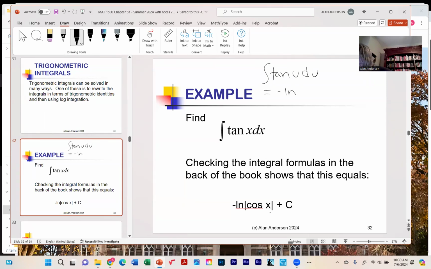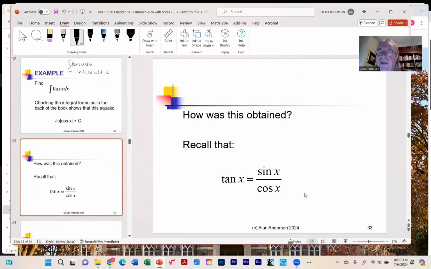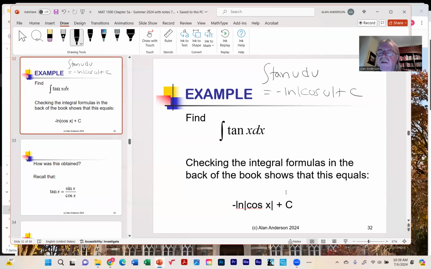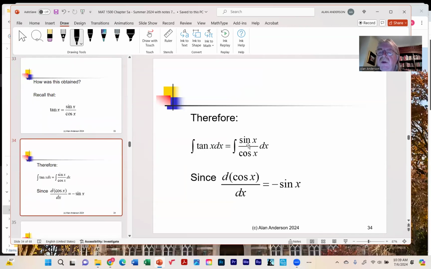But remember, u is just some function of x. If it's just x, then you can replace the u with x. So it's tangent x is equal to this. So now we can show why. Because the tangent, as we know, is the sine over the cosine. So we can rewrite this in the following way.